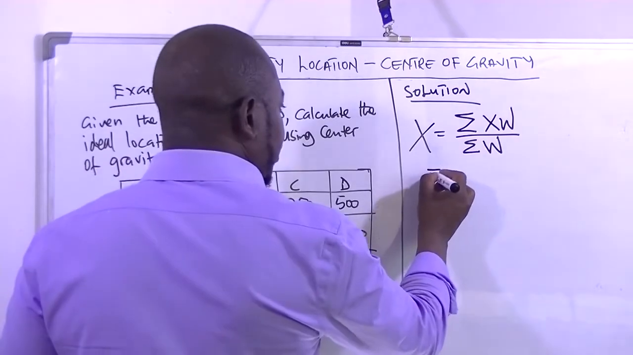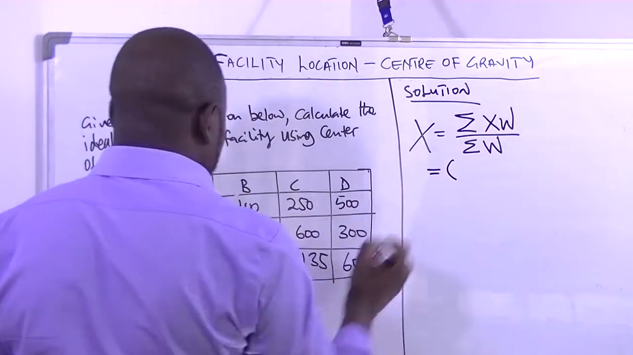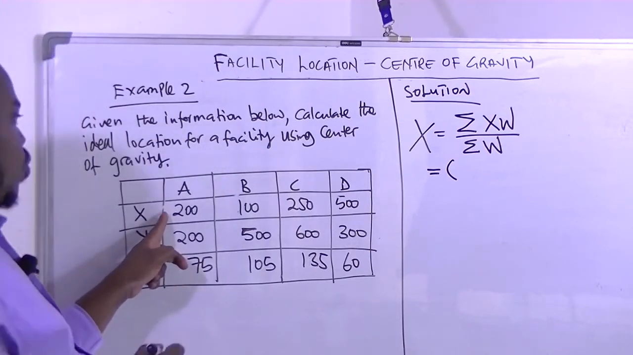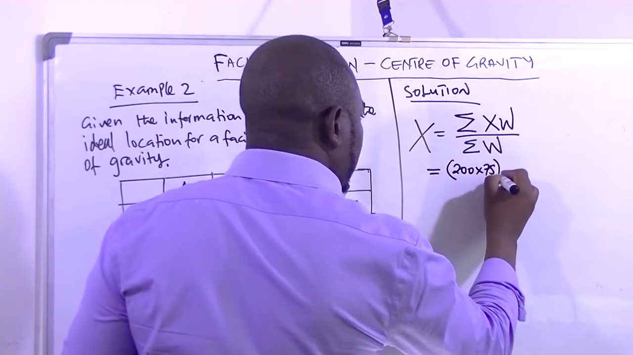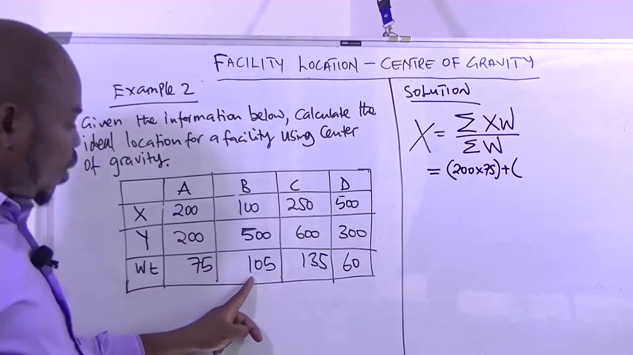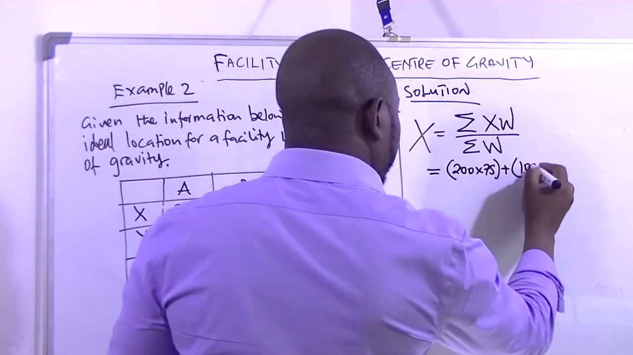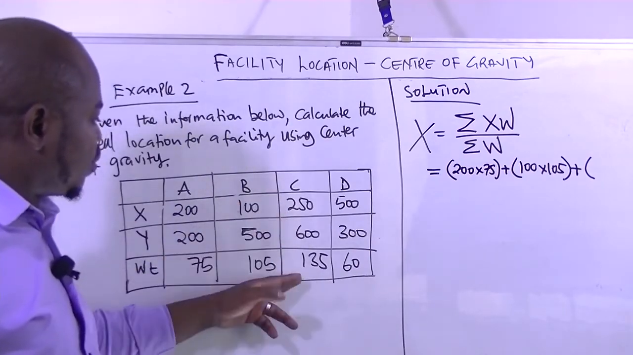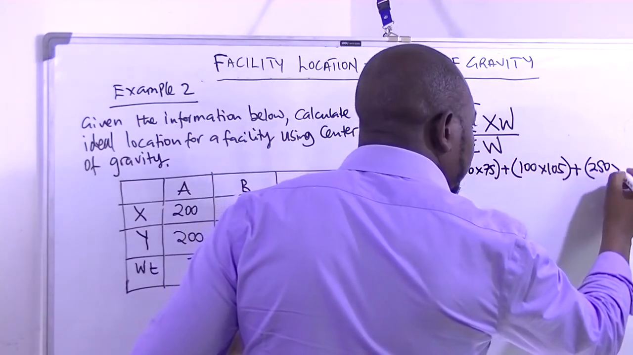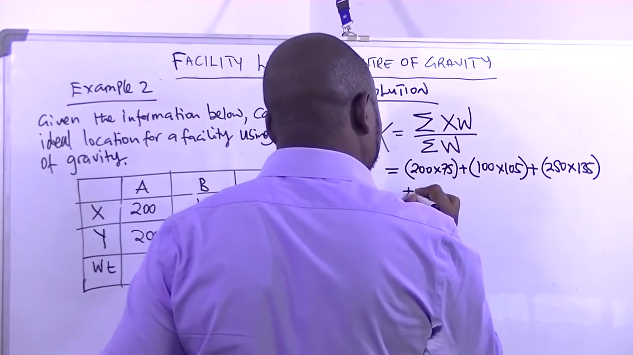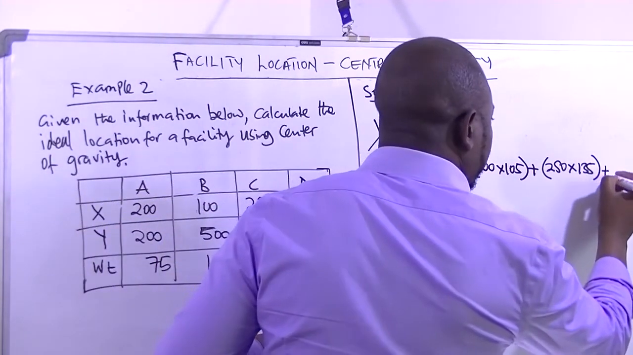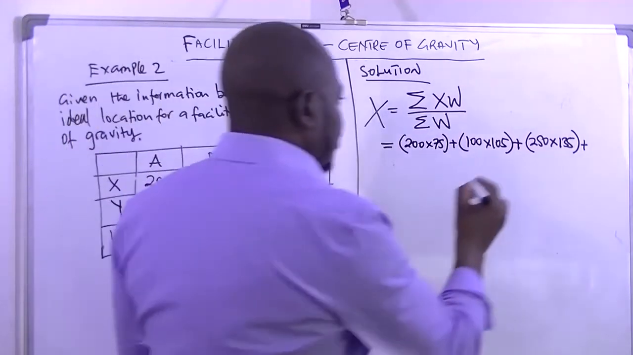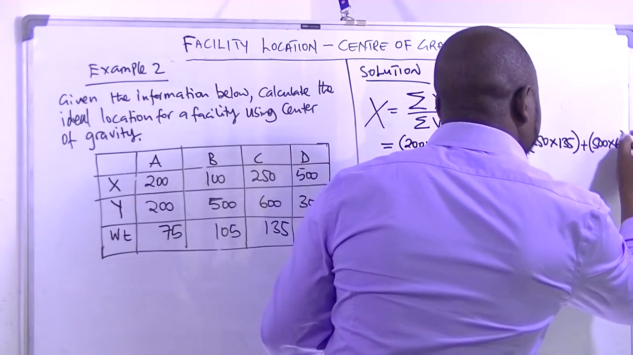All right, so my X will be, let's see, we've got X for A multiplied by the weighting. X for A is 200, the weighting is 75, plus X for B, and the weighting is 105. And then we have X for C, which is 250, and the weighting is 135. I need to be systematic on this one. And then the X for D, which is 500, and the weighting is 60. 500 multiplied by 60.